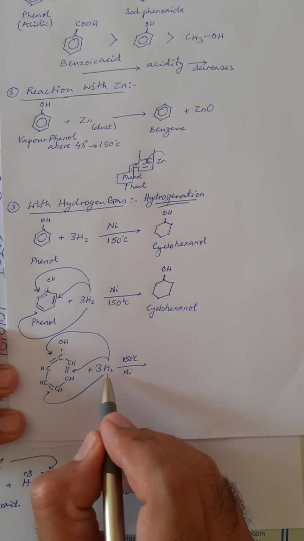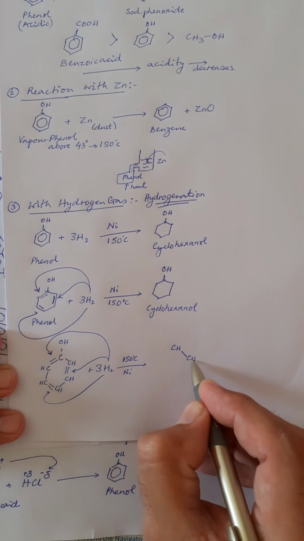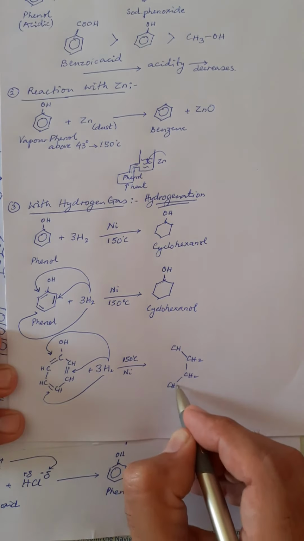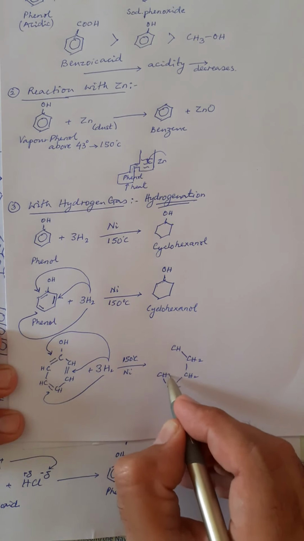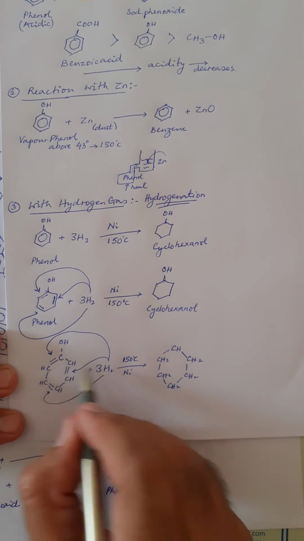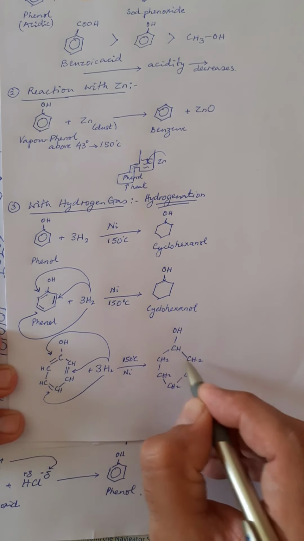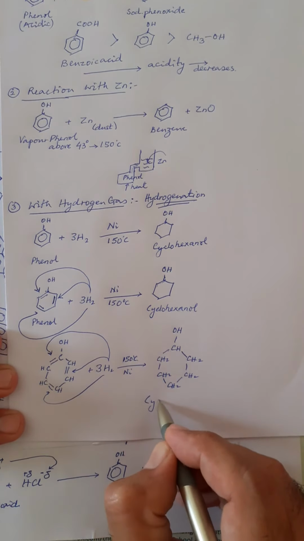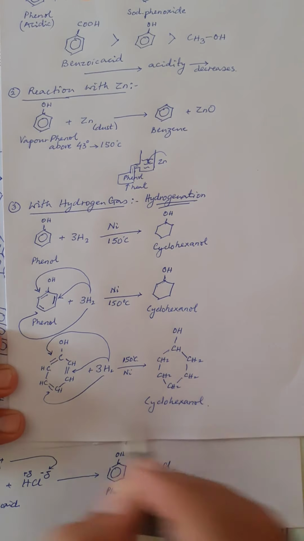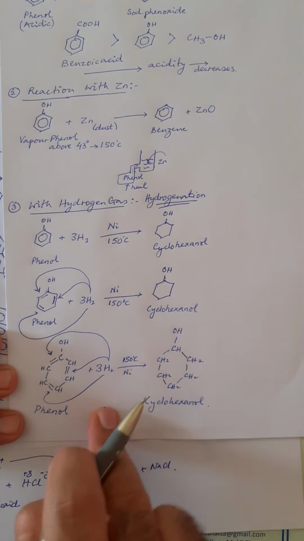So now these H's will come here, so you become CH, CH2, CH2, CH2, and CH2, and CH2. This remains CH because there's no H here, one has attacked. And this compound is cyclohexane. With the OH, it is cyclohexanol. So phenol can convert into cyclohexanol by following this procedure.